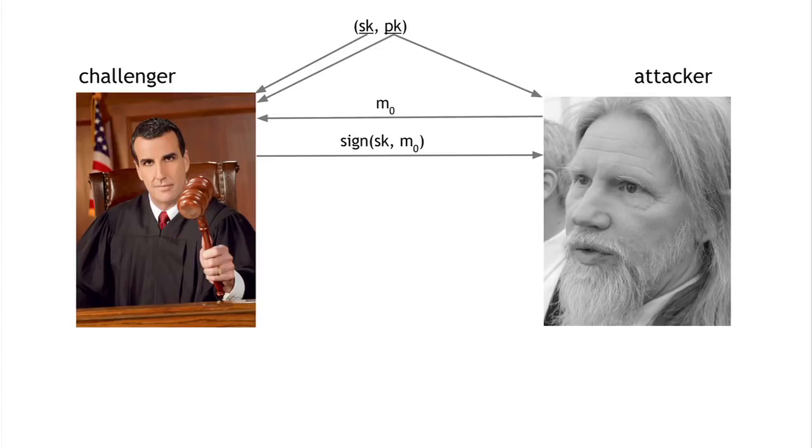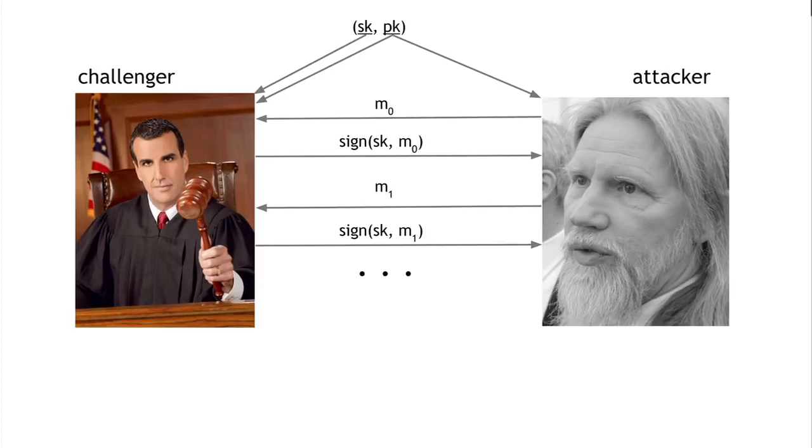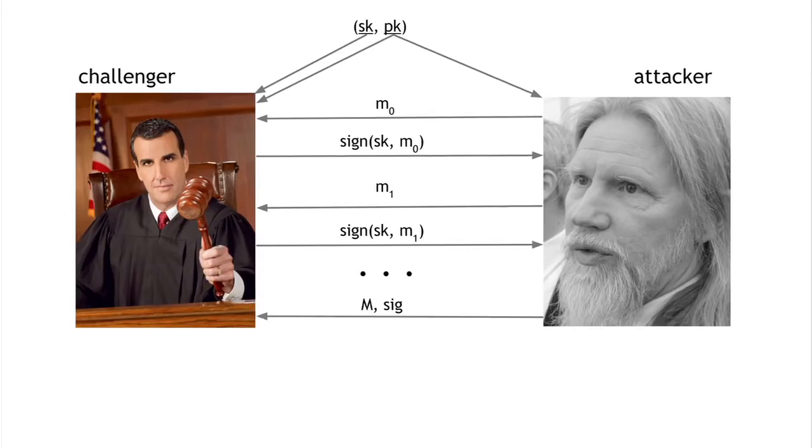The attacker can look at that, scratch his head a little bit, and send over another message, M1. The challenger will sign that. And we do that for as long as the attacker wants. The attacker can send over any sequence of messages he wants and get signatures on them. Once the attacker is satisfied that he's seen enough signatures, and we're going to let him see only a plausible number, then he's going to pick some message M that he wants to forge a signature on, and he's going to try to forge a signature.